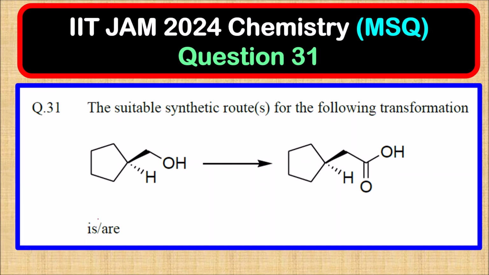So what we have to do is, the reactant is given. Okay, this is, let's say, the reactant. This reactant is given and the product is also given. All four options are given with different reagents. We have to identify which of the following reagents can be used for the given reaction. Okay, so let us start with the first one.